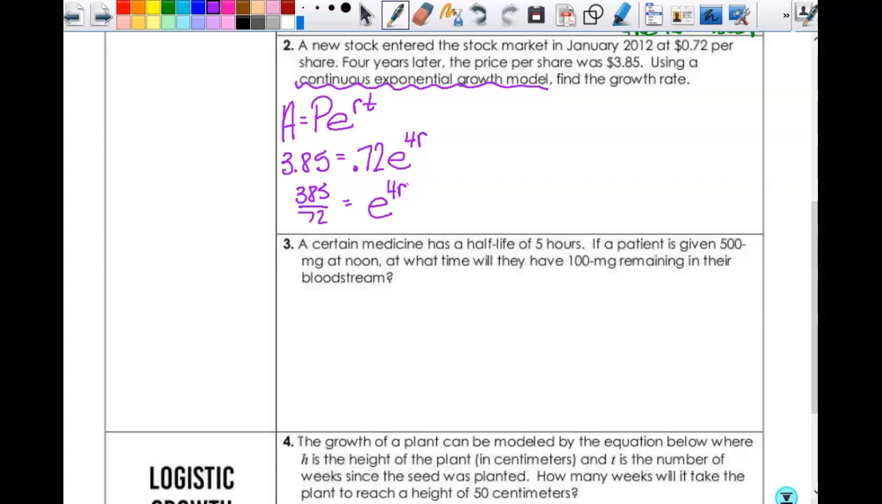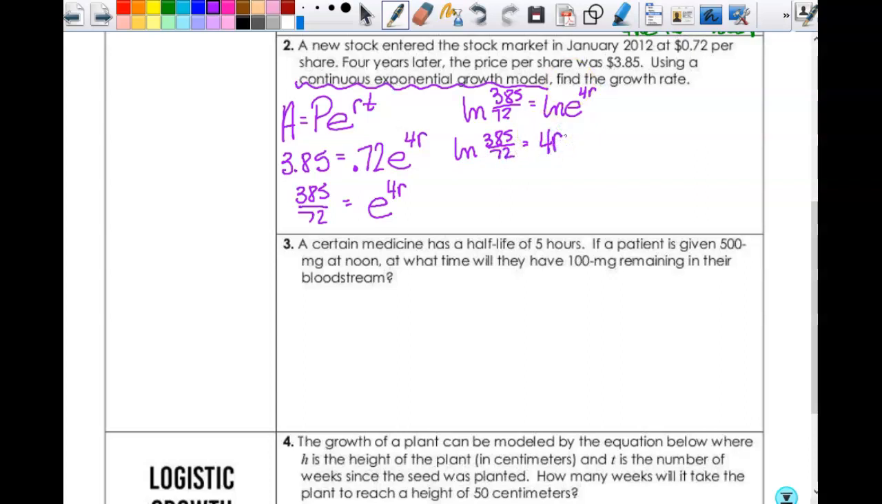All right, so then what would my next step be? Natural log. So I'm going to take the natural log of both sides. So I get the natural log of 385 over 72 equals the natural log of e to the 4r power. So natural log of 385 over 72. 4r gets to come out in front.